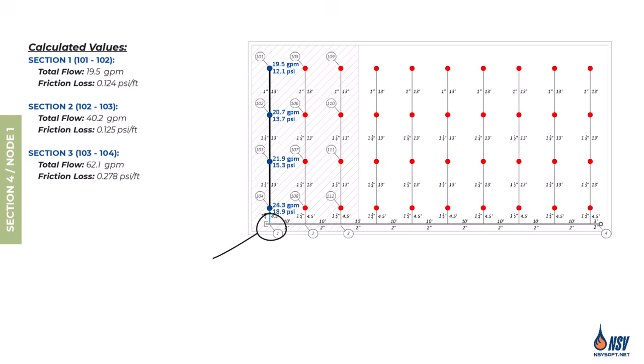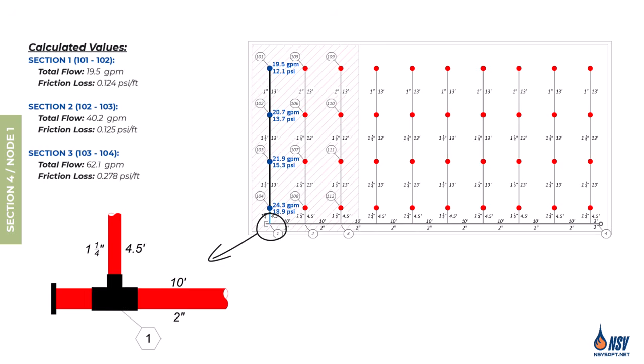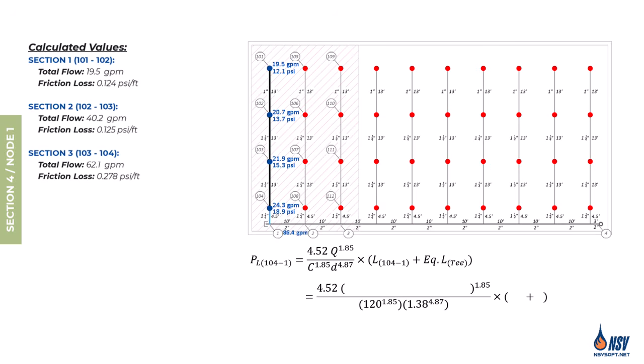As mentioned earlier, node 1 is the intersection between the branch line and the cross main. There's no sprinkler at this point, so the system flow remains unchanged. However, there is a T-fitting that changes the flow direction, and we need to account for its minor loss by applying an equivalent length in our calculations. To determine the pressure loss in section 4, located between nodes 104 and 1, we use the total flow rate from all 4 sprinklers as the value of Q in the Hazen-Williams formula.